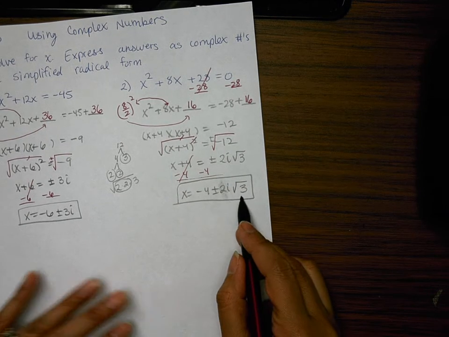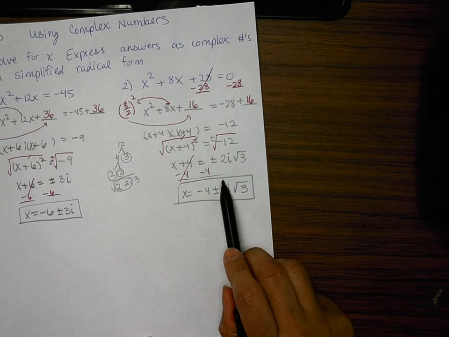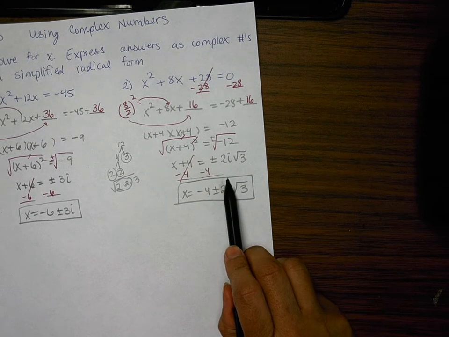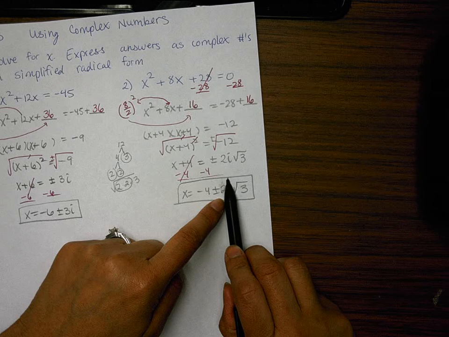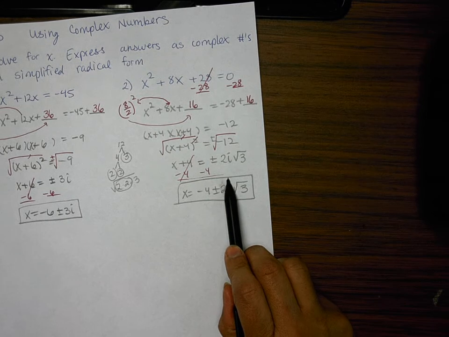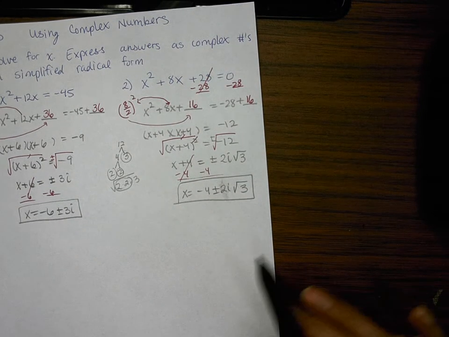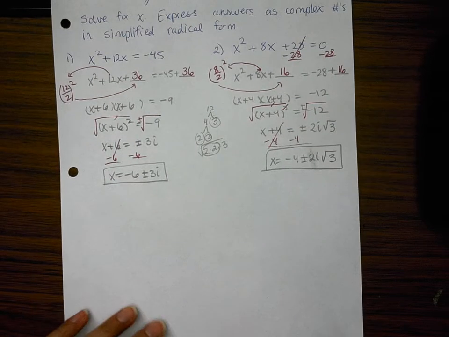The 4 and the 2i root 3 are not like terms. Even if that i wasn't there, 4 and the 2 are not like terms because the 2 is attached to the root 3. And the i, no like terms. This is as far as you can go. That's your final answer.